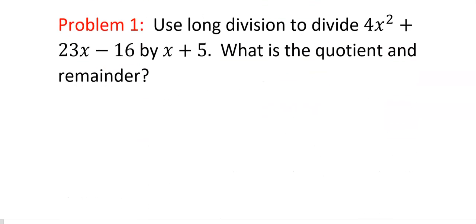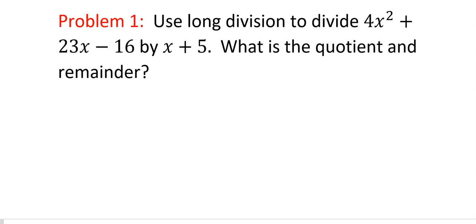So here's problem number 1. Use long division to divide 4x squared plus 23x minus 16. We're going to divide it by x plus 5. What they're looking for is what is the quotient, what is the remainder. So basically the full-on answer split into 2 parts.